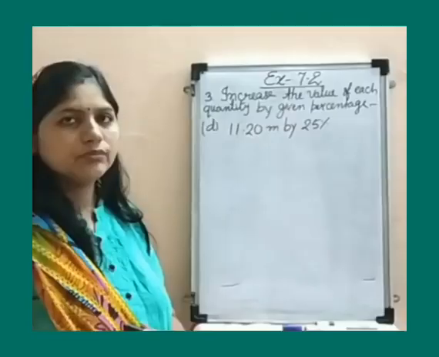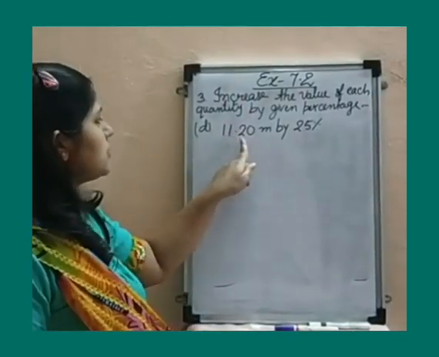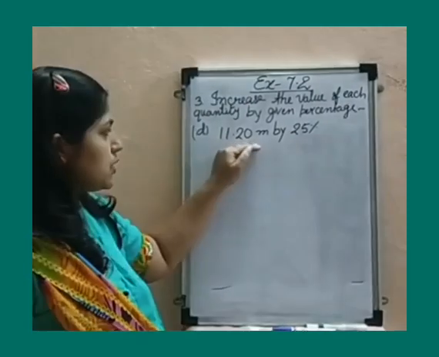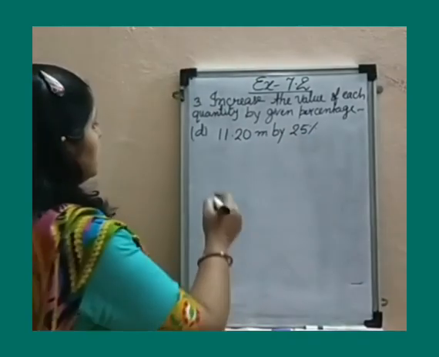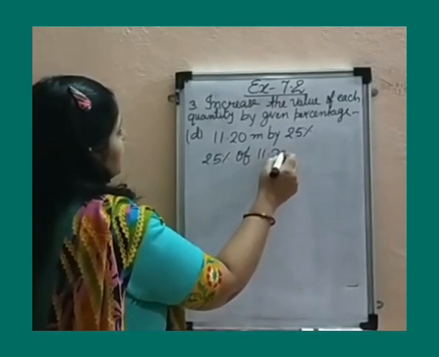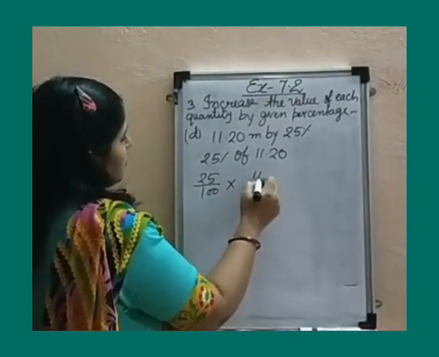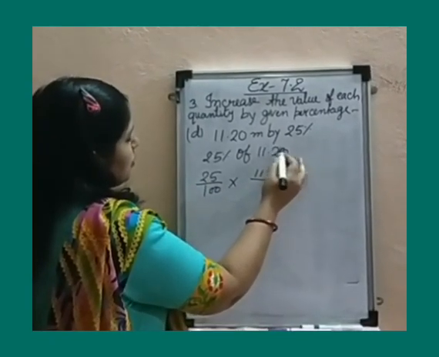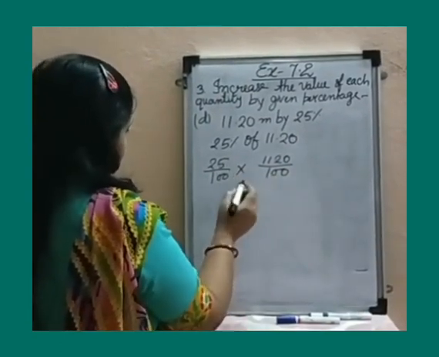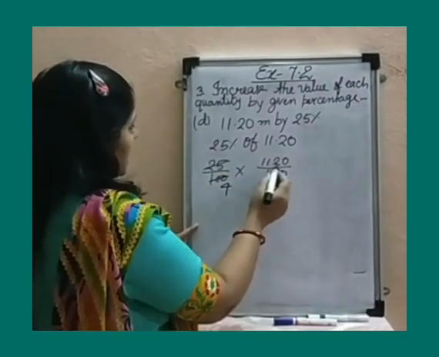Now I am giving you question D. That is question number 3rd D. 11.20 meter increased by 25%. So 25% of 11.20: 25 upon 100 into 11.20. After removing the decimal, 1120 upon 100. 25 fours are 100. Cancel this number.